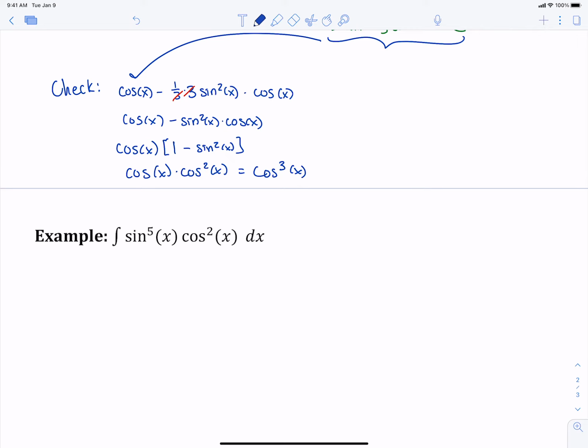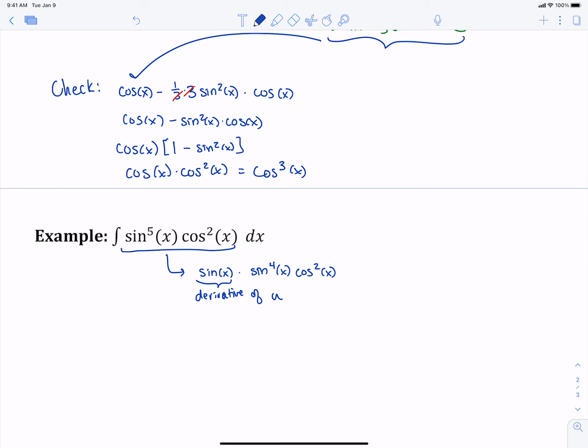So how we're going to split this up is going to be just a little bit differently. We do want to take the one that has the odd power and split off one of those. So sine has the odd power, so we're going to split off one of those sines. We do that because this is going to be the derivative of u. So we're going to try to do a substitution.